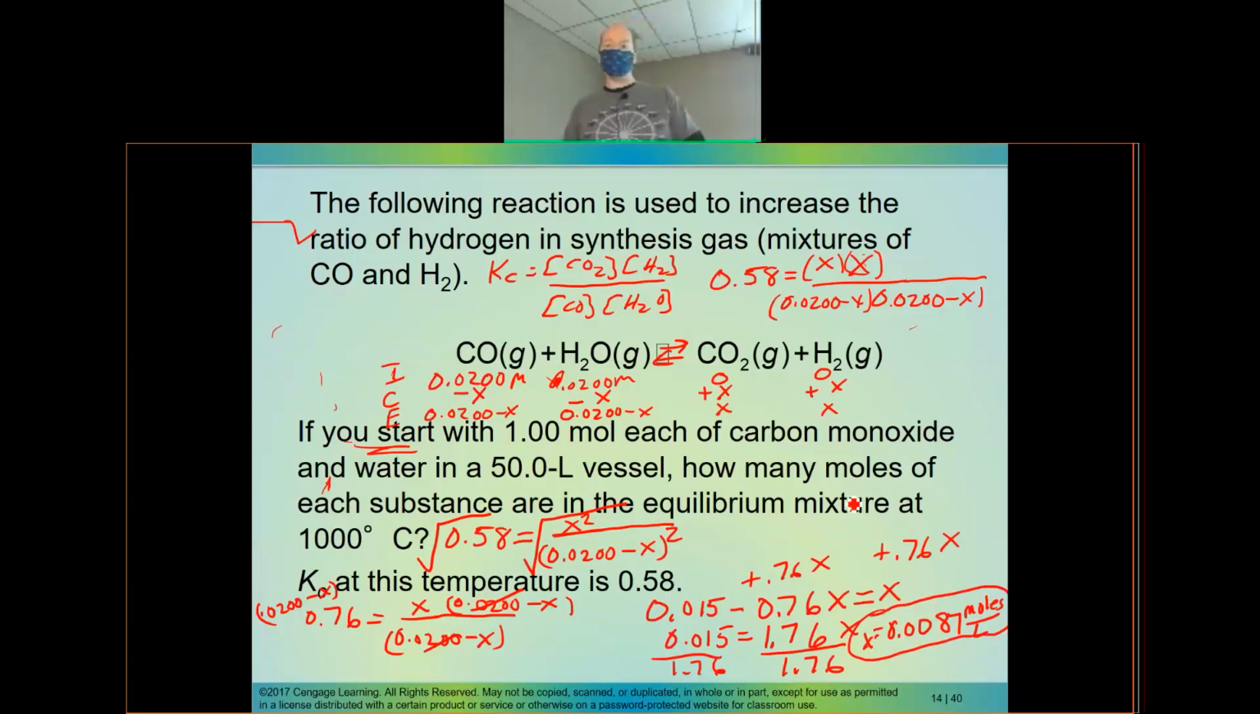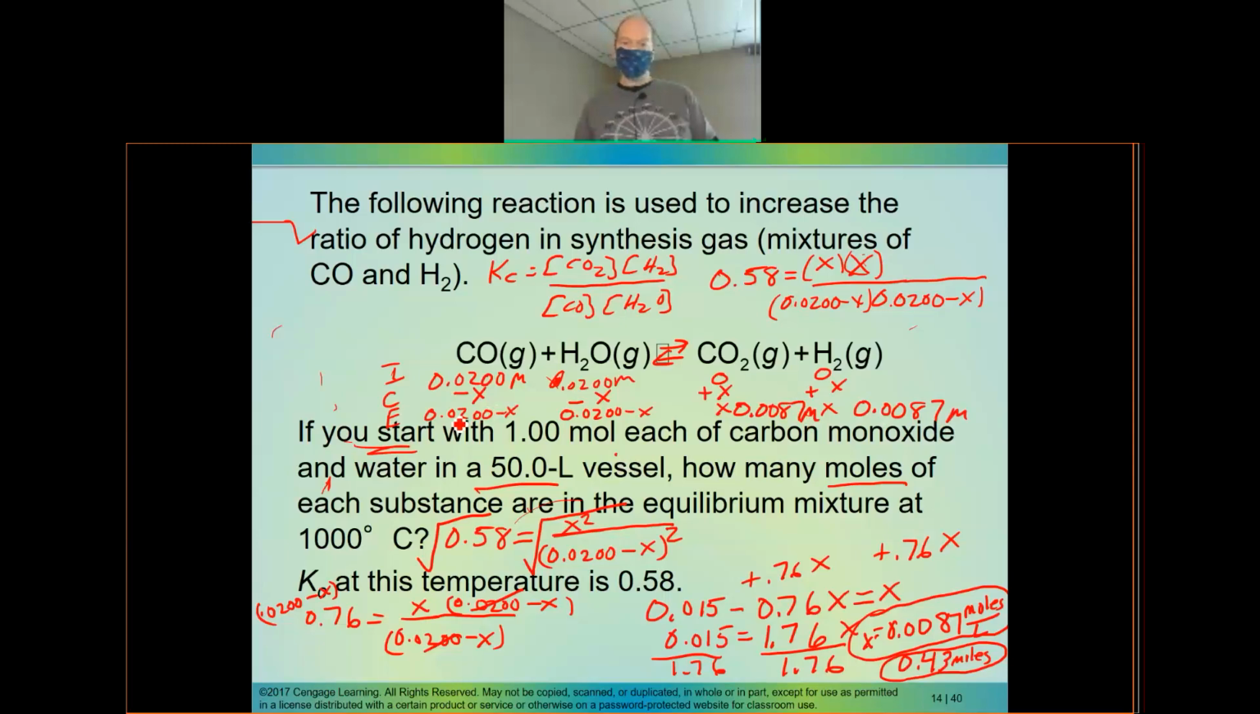Except the question is how many moles of each substance are in the equilibrium mixture? Well, the volume is 50 liters. So to get that to moles, we multiply by the 50 liters so that the liters cancel. When you multiply by 50, you get 0.43 moles. A lot of times the question is, what are the final concentrations? Then you have 0.0087 and 0.0087 for your equilibrium concentrations.